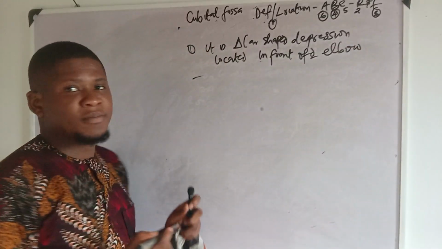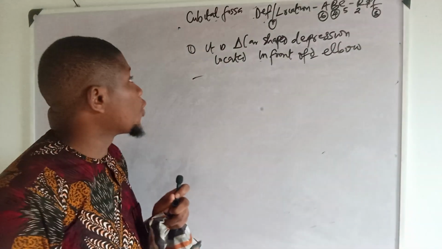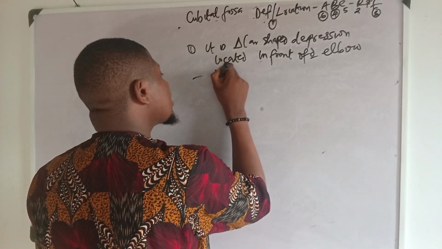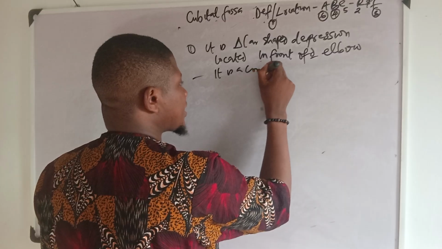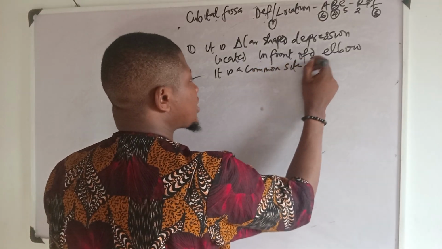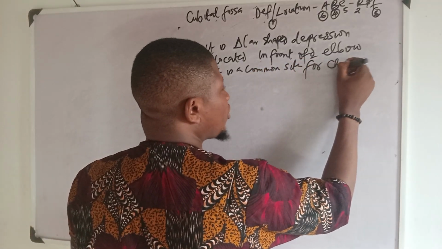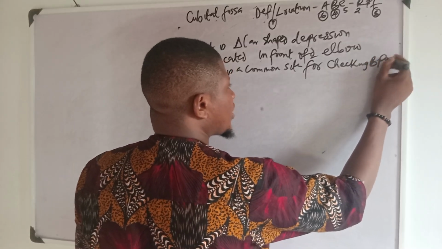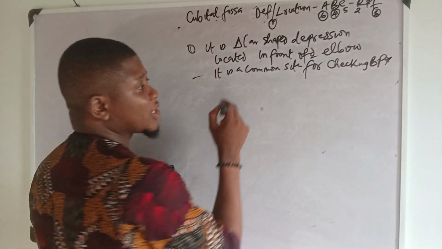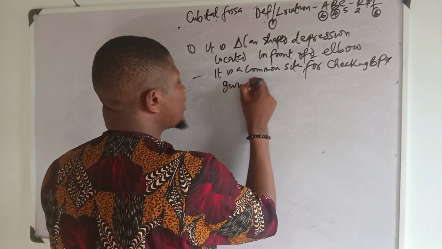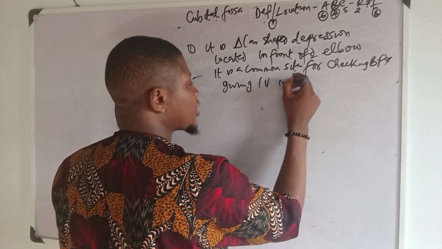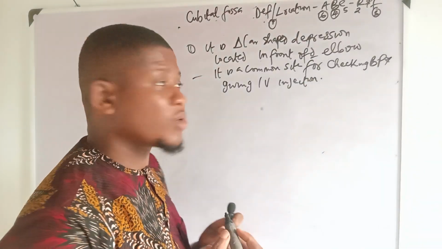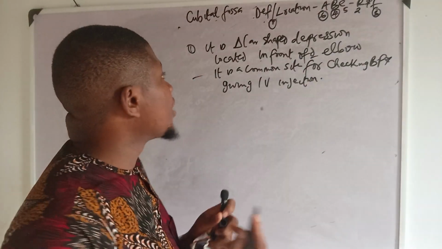Then remember we said in definition location you can also include the importance of the space if you know it. So the importance is it is a common site for checking blood pressure and also for giving intravenous injection. We normally give injection in the anterior aspect of the elbow, that is the cubital fossa.